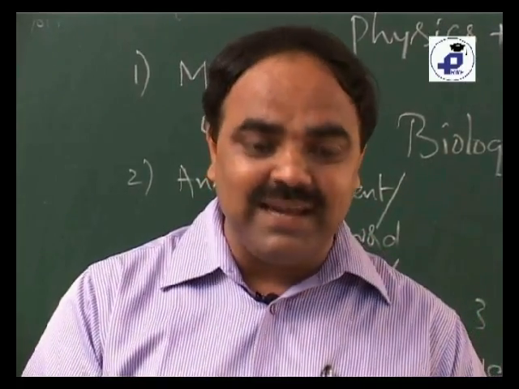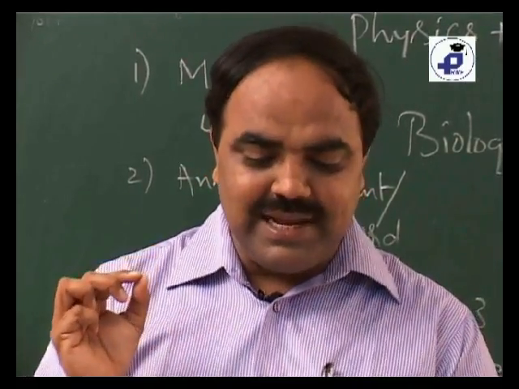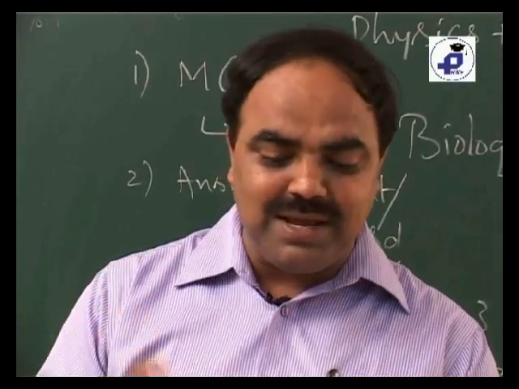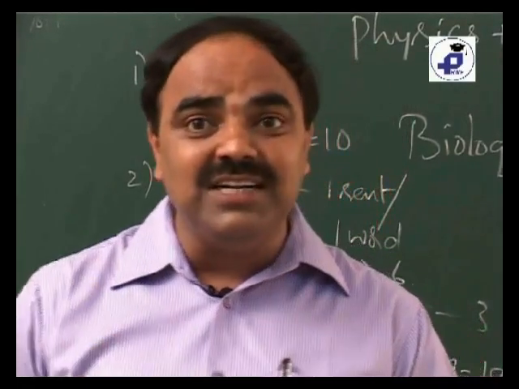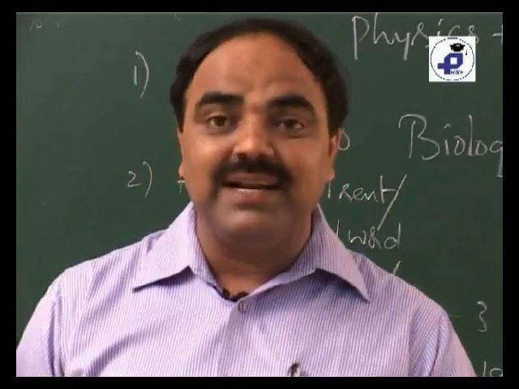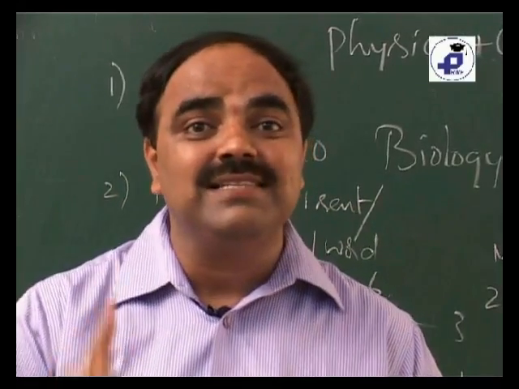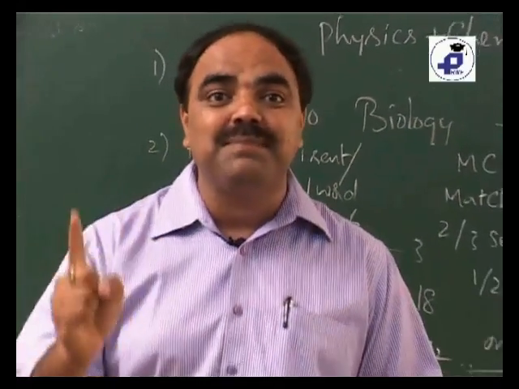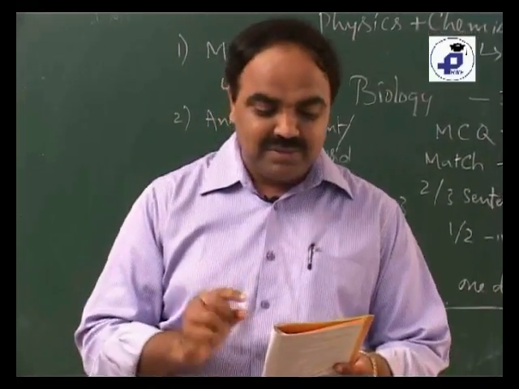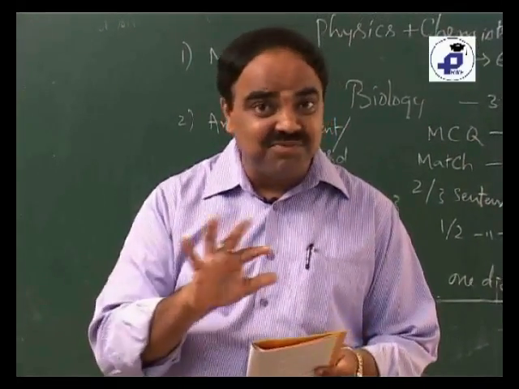When a trivalent impurity is introduced into a germanium crystal, the resulting semiconductor is called a P-type semiconductor. Please understand this very clearly.